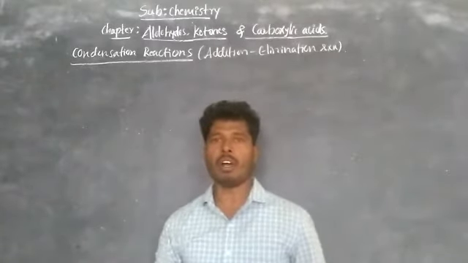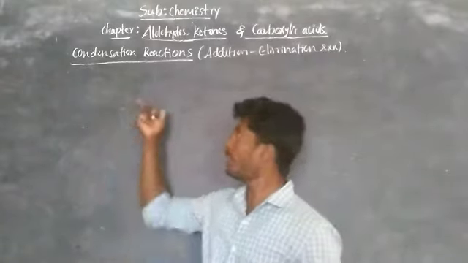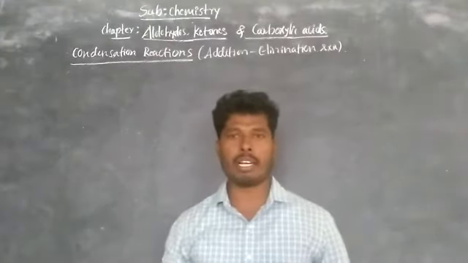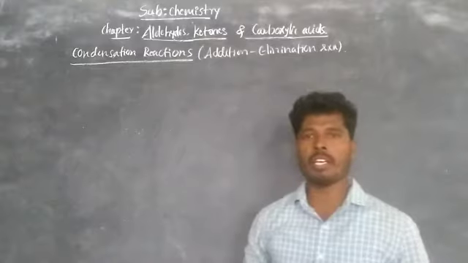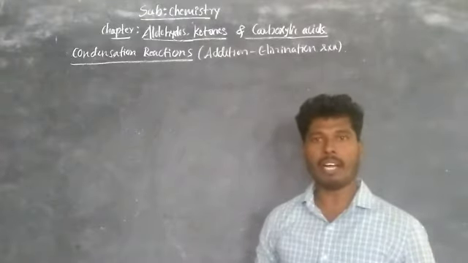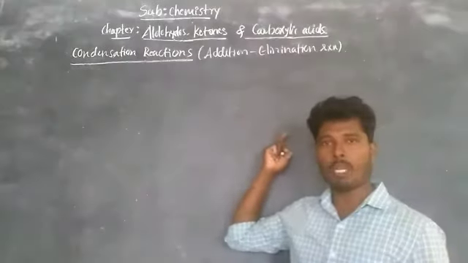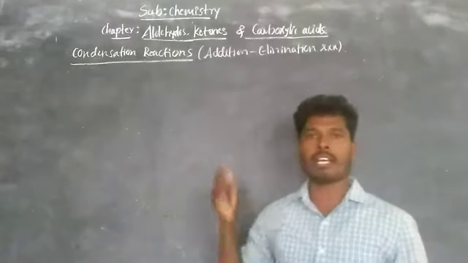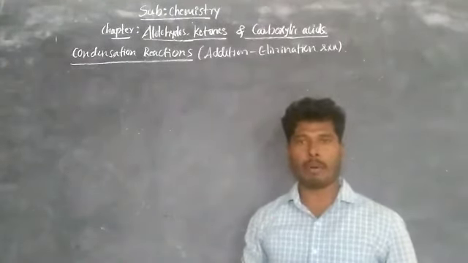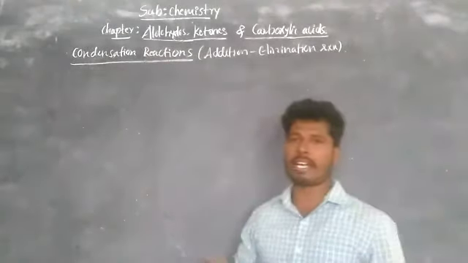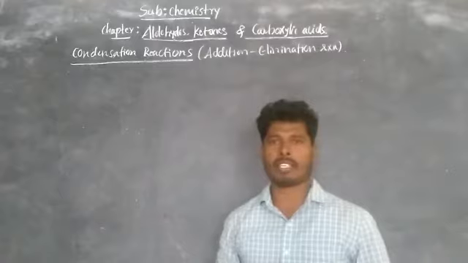So in condensation reactions, when aldehydes and ketones react with ammonia in slightly acidic media, condensation takes place, meaning removal of water, and derivatives of ammonia products are formed. Such kinds of reactions we call condensation reactions.